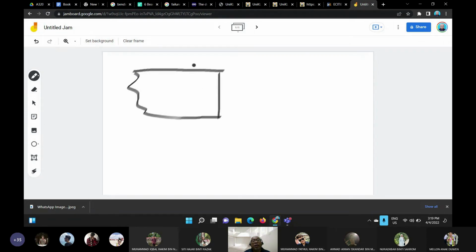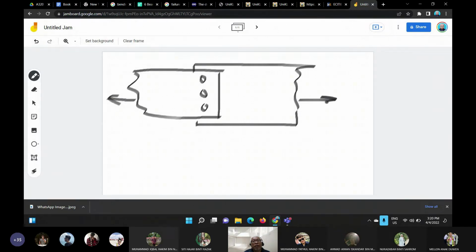And then this plate, you put two rivets. 1, 2, 3. And then you apply load to this plate. And then the plate will fail along this line. Okay. So this is what we call net tension failure.